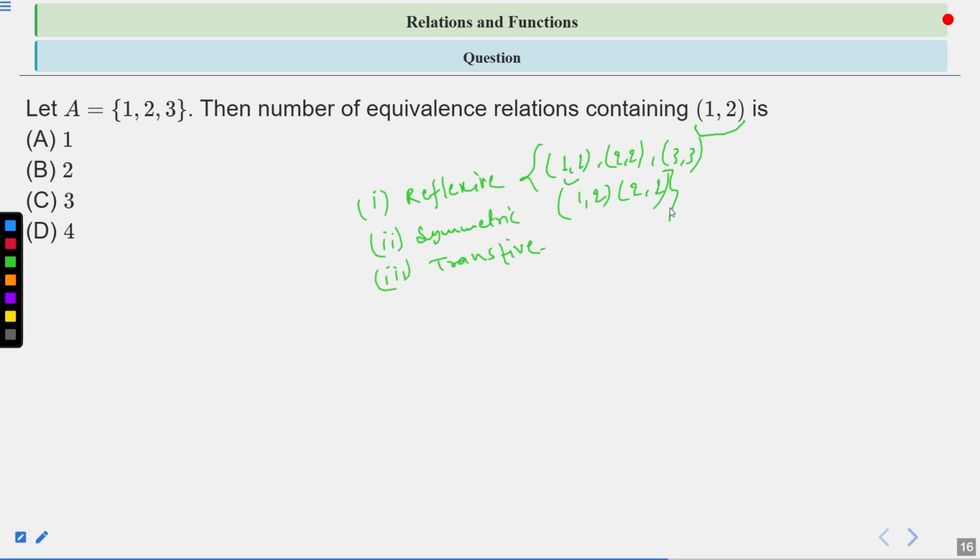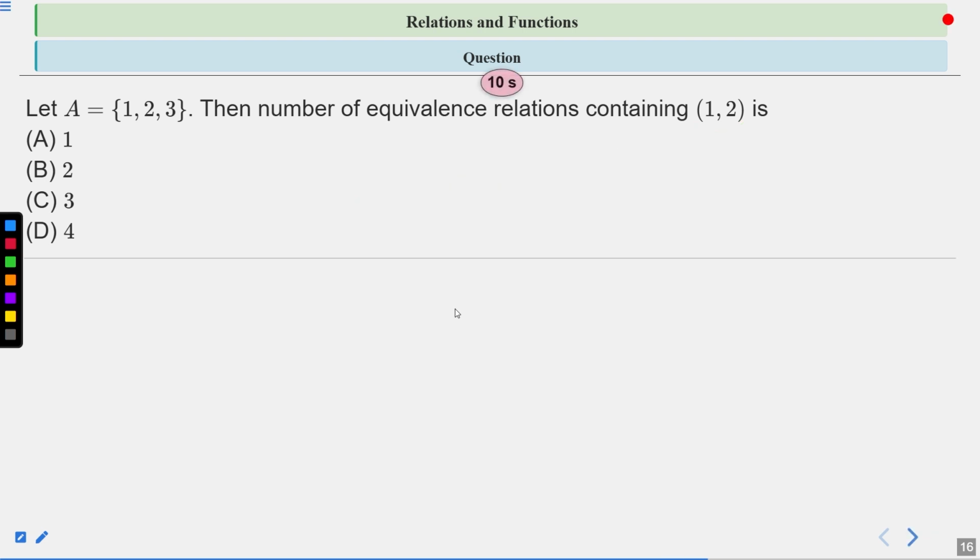You can similarly try to find the next relation which will satisfy all the three conditions, that is, it should be reflexive, symmetric, and transitive. Now you have 10 seconds to solve or think about this question. After that, we will discuss the solution part.